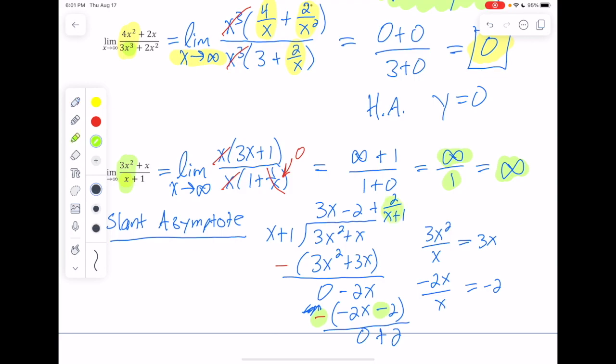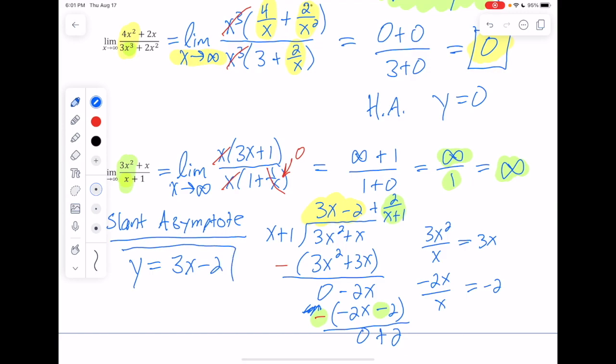This piece right here has a constant in the numerator, but the denominator is growing really large, so that part's going to go to 0. So as x goes towards infinity, we can say that the graph of the function is going to start looking like y equals this piece, which is the equation of a line. So the graph should be approaching y equals 3x minus 2.